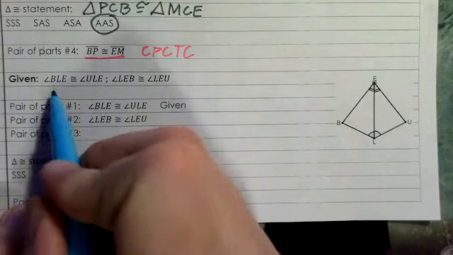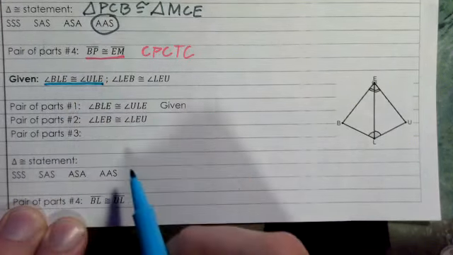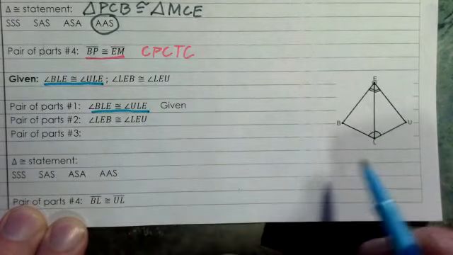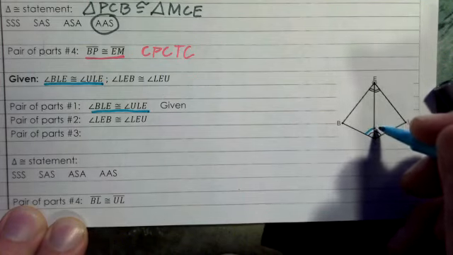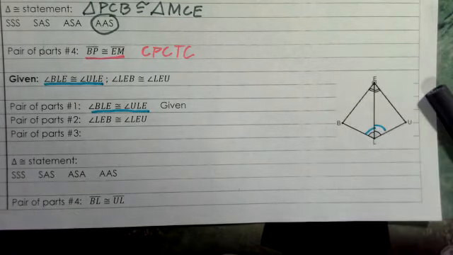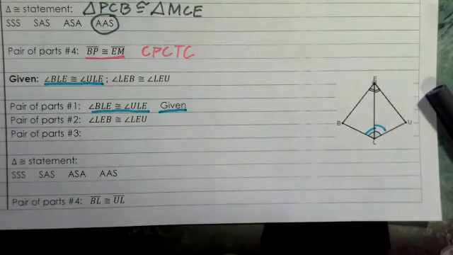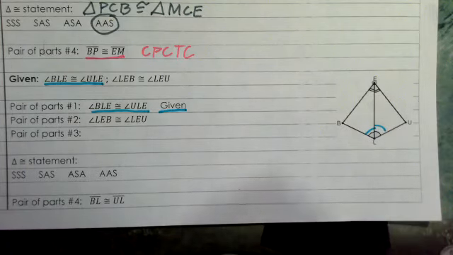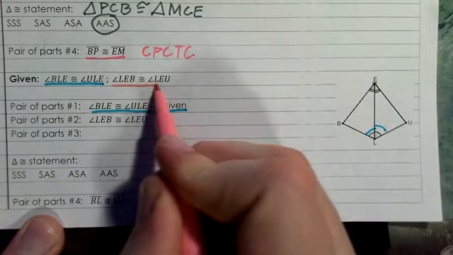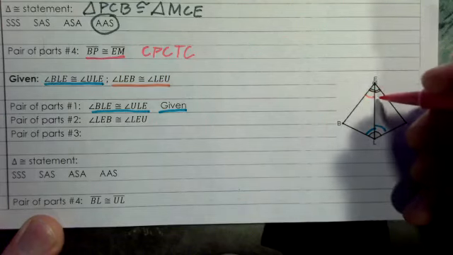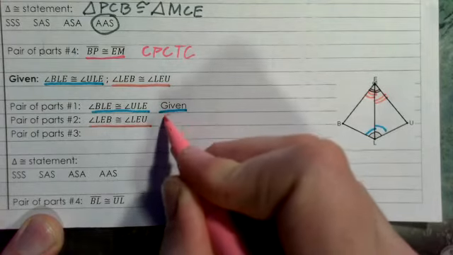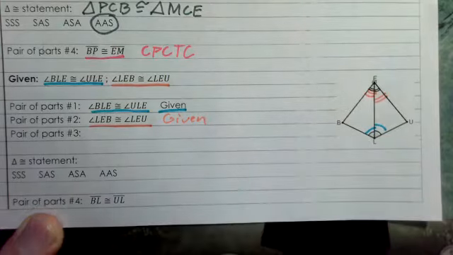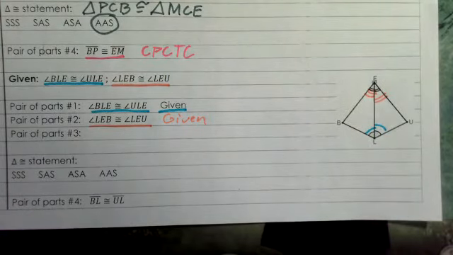All right, this one they were kind enough to label my diagram, so I know that this is congruent. So BLE and ULE, these angles are congruent to each other. That was just given at the beginning of our problem. They also said that these two are congruent to each other. That's another thing that was just given. Well, they didn't write given, but I'm going to write given because I want to have a reason for each one of my things. And then we just need one more part.